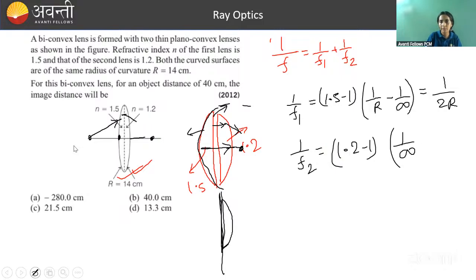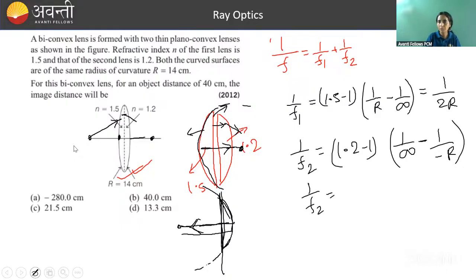So 1 by infinity minus. This is what? This is it. It will have center somewhere. So this is the radius of curvature. We measure from the pole. इधर से इधर measure करोगे. So we are measuring opposite to the direction of light. It will become minus R. Both have same radius of curvature. Yes. So minus 1 by r. So 1 by f2 is equal to how much? 0.2 by r, that is equal to 1 by 5r.